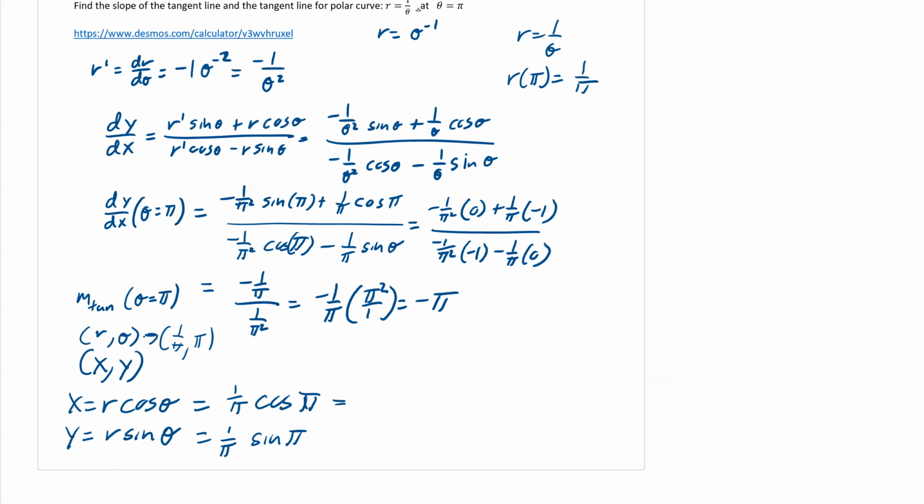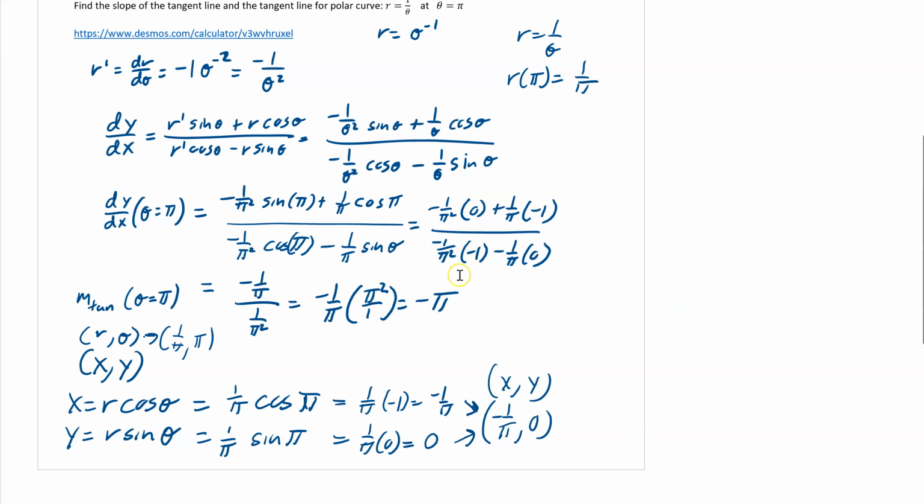And so this again is 1 over pi times -1. So -1 over pi. And this is 1 over pi times 0. So 0. So our coordinates would be -1 over pi comma 0. That looked horrible. Those are arrows. There we go. And again, this is now x comma y.